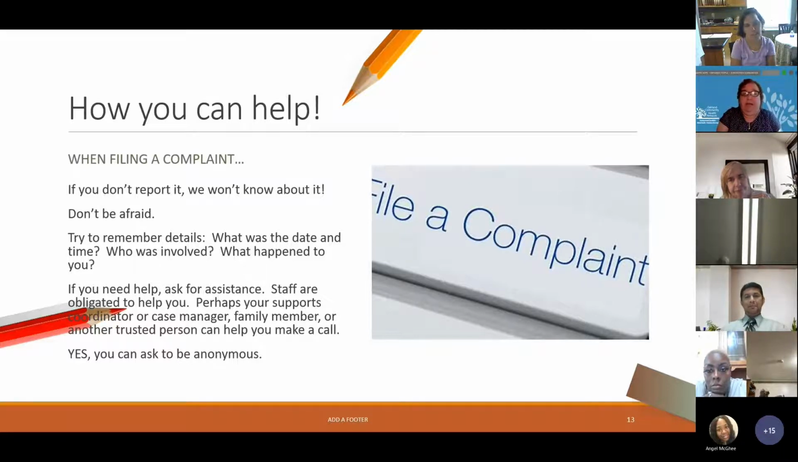All right. Try to remember details. What was the date and time? Who was involved? What happened to you? Without that information, it's very difficult for the rights specialist to go in depth into interviews and to ask staff, well, on such and such a date, did you? Right? Very often we'll have, well, it happened sometime back in January. That is very challenging for a rights specialist to investigate because very often the staff people have moved on to someplace else. People's memories are not as good if we're looking at something in August that happened back in January. So try and be very prompt when filing a complaint.